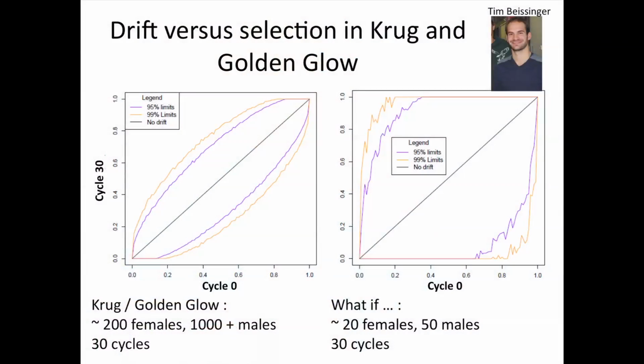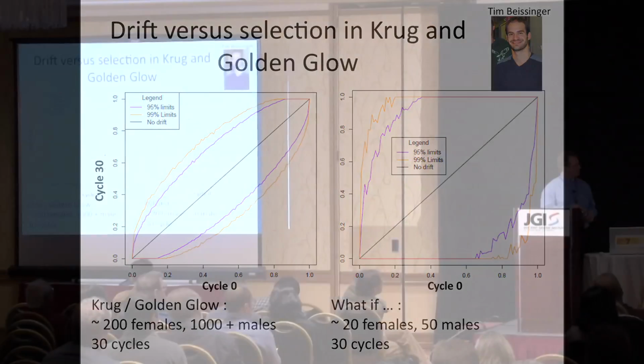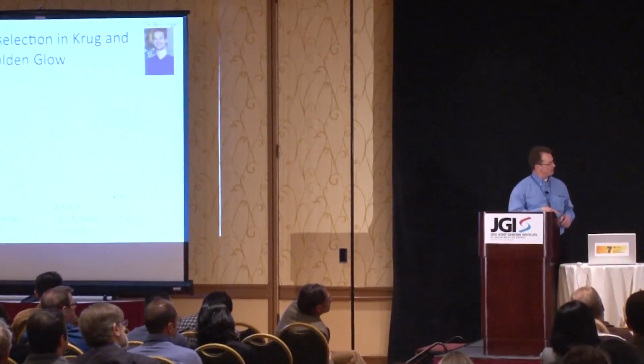As I said, the Krug population, and we're doing another population, Golden Glow, is on the average of 100 to 200 females, 1,000 plus males, and so we're getting some respectable significance thresholds in those populations. Many of the other types of breeding populations have much smaller effective population size, and those boundaries are shown on the other side of the slide and probably aren't suitable for separating selection and drift.